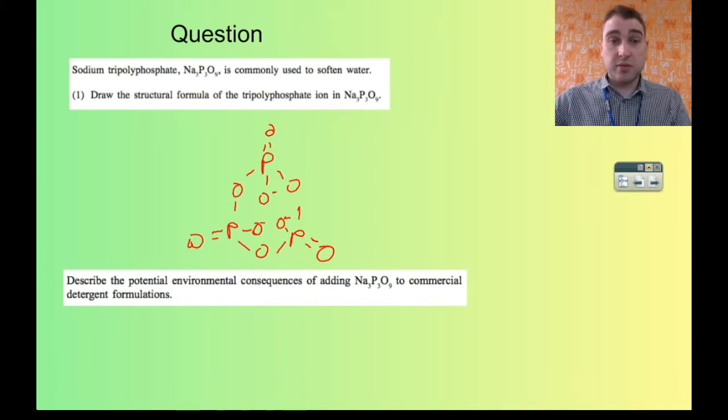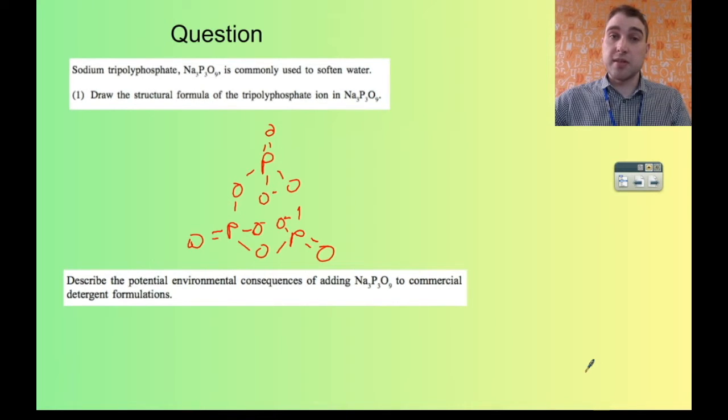The next question says, describe the potential environmental consequences of adding Na3P3O9 to commercial detergent formulations. So adding phosphorus to the detergent means that it will be mixed with water and it will make its way eventually into waterways. It's a fertilizer for algae. The algae will start to grow in large amounts. As they grow, they'll start to remove oxygen from the water, and they'll prevent photosynthesis of plants deeper in the waterway below the surface level.